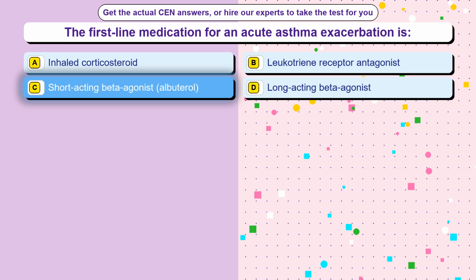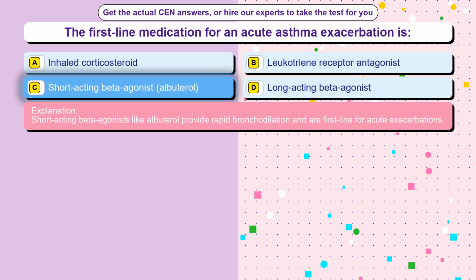The correct answer is option C, short-acting beta agonist, albuterol. Short-acting beta agonists like albuterol provide rapid bronchodilation and are first line for acute exacerbations.